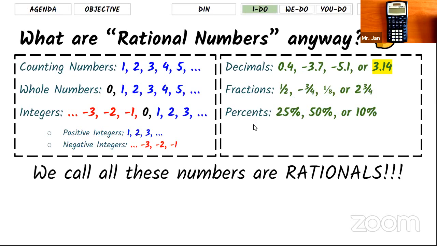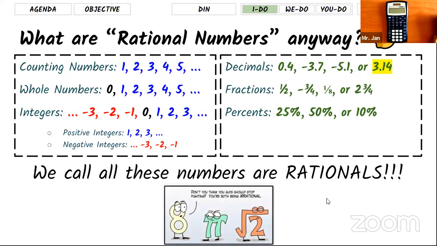And one question might come from you: okay, we call all these numbers rationals, is there an opposite of rational numbers? In language, we say the opposite of rational is irrational, right? We make it negative, irrational. So here is an example for irrational numbers, if you know. For example, there is a little comic. It says, don't think that you guys should stop fighting. You're both being irrational. It's just an example.